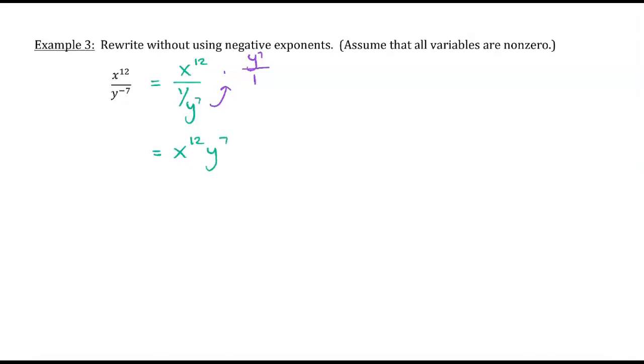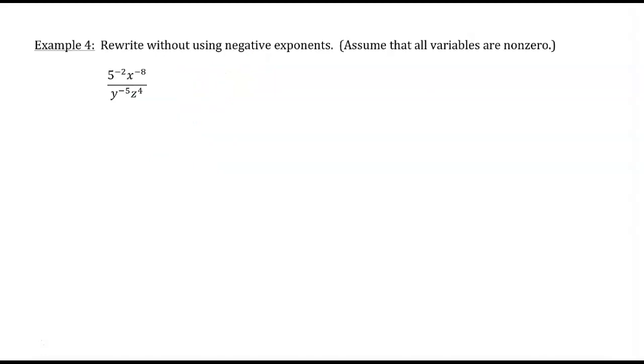Do you see what happened here? By having a negative exponent in the denominator, we actually moved that piece to the numerator. When we have a negative exponent in the numerator, we can move that piece to the denominator and make it positive. When we have a negative exponent in the denominator, we can move that to the numerator and make it positive. Let's go on to example 4.